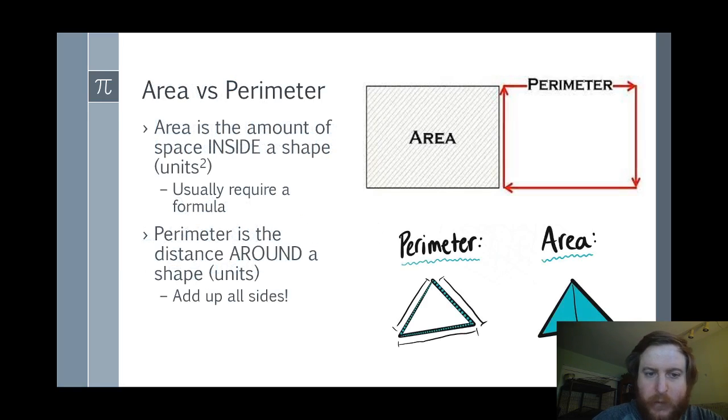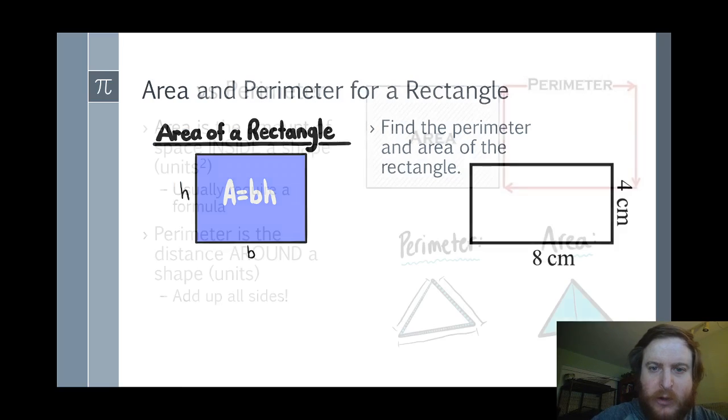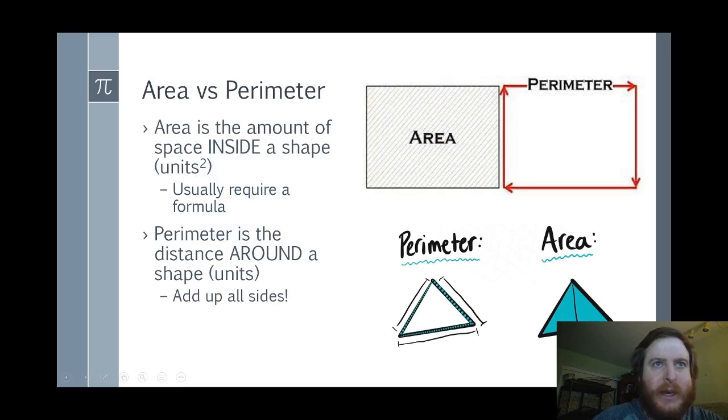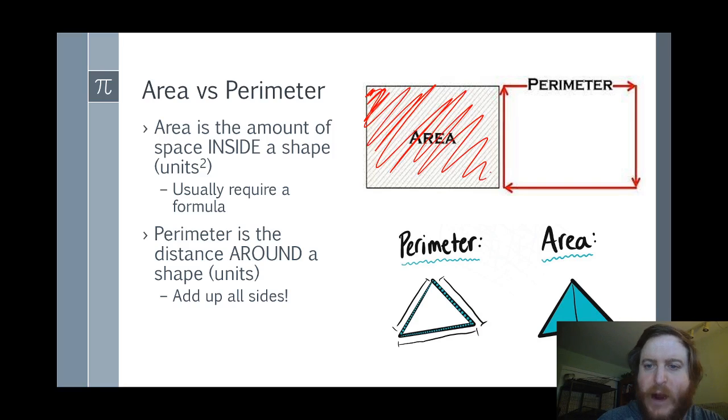Again, hopefully this is a lot of review for you. This is something you really should have been doing since elementary school. So the area of a shape is the inside space, right? Like the area of a triangle or a rectangle would be the space inside of that triangle or rectangle or whatever shape you have, right? So kind of that highlighted area here. Whereas the perimeter is the distance around a shape.